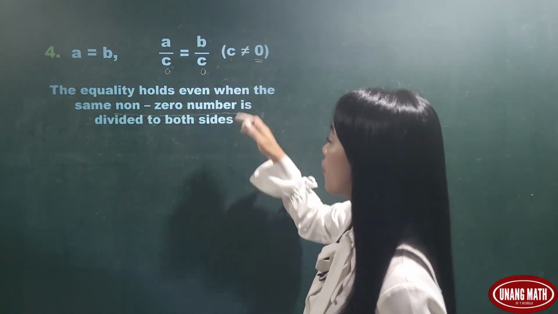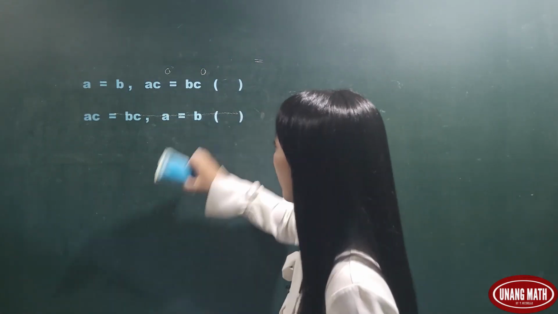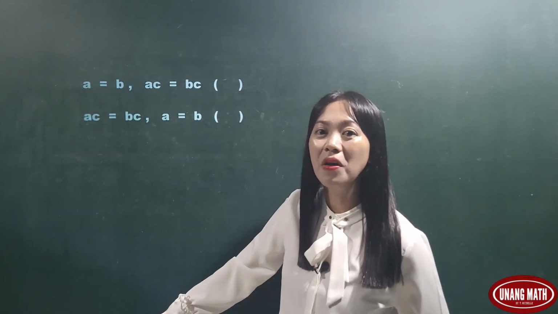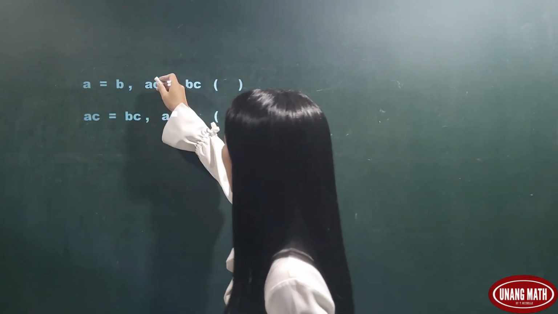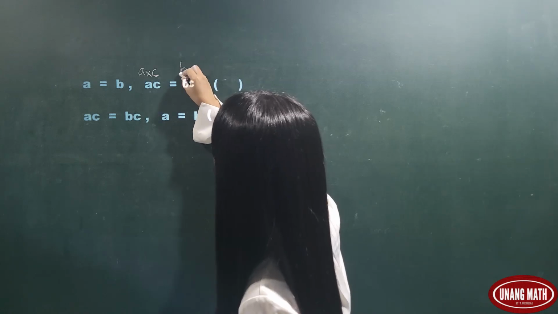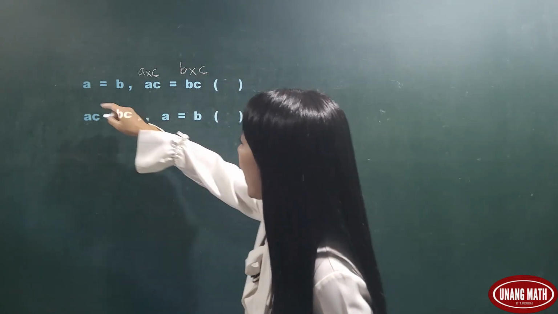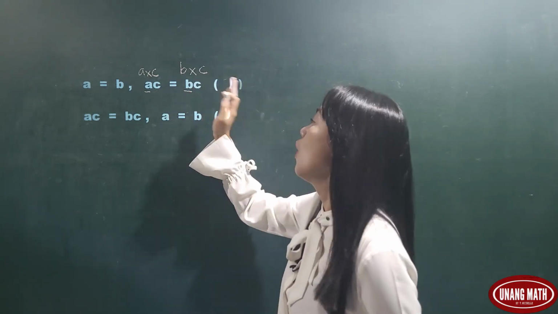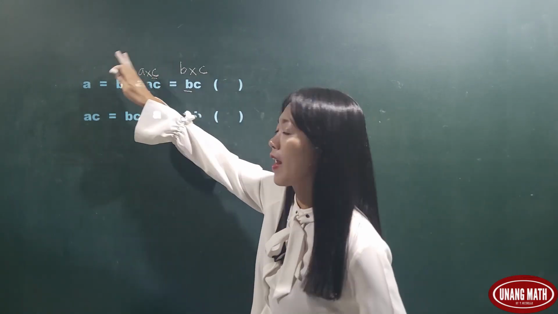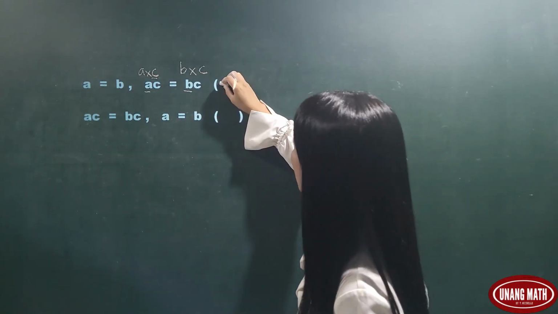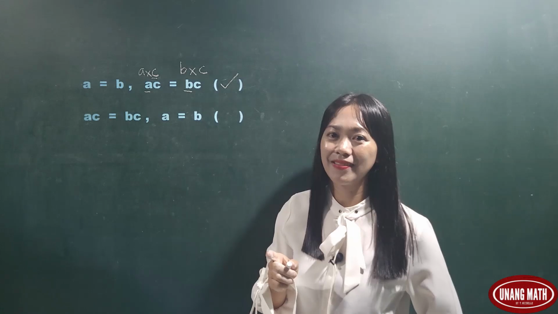Okay, to explain this further, let's take a look at this one. A is equal to B. AC is equal to BC. AC means A times C. BC is B times C. A is equal to B. If we multiply by C on the left side of the equation, we have to do it also on the right side of the equation. So this is correct.